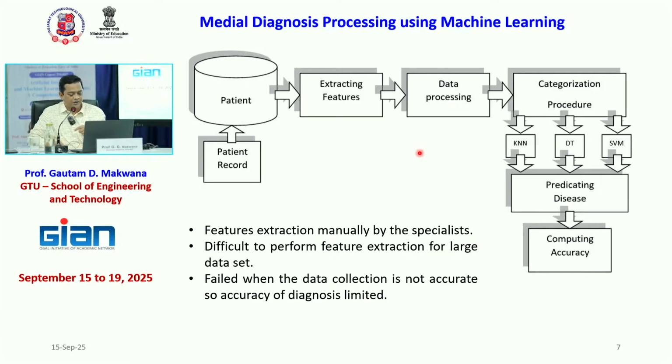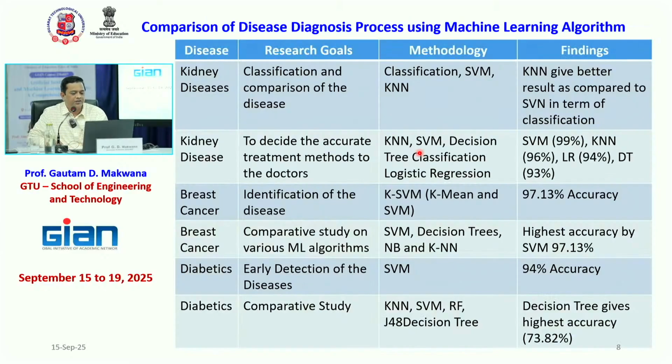So these are the ideas about how machine learning can be used in medical diagnosis. Now here are some examples where we can compare various disease diagnosis processes using machine learning algorithms. This shows the disease, research goal, methodology, and findings. Here it is kidney disease. The goal is classification and comparison of the disease, and the methodology uses SVM and KNN. KNN gives a better result compared to SVM in terms of classification.